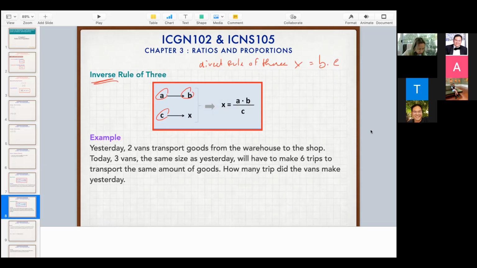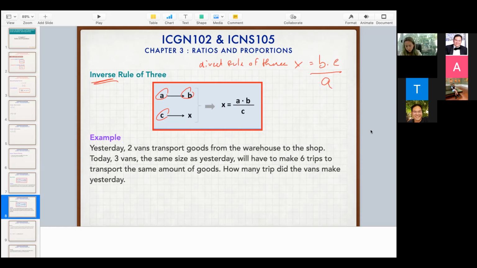The thing you have to be careful about is how you know whether it is the direct rule of three or the inverse rule of three. If you remember the previous example, in the map we have centimeters that can be converted to the number of meters in reality, and we have the centimeters on the map. We want to know the meters in reality. This is the direct rule of three, but for the inverse, let's see the example.